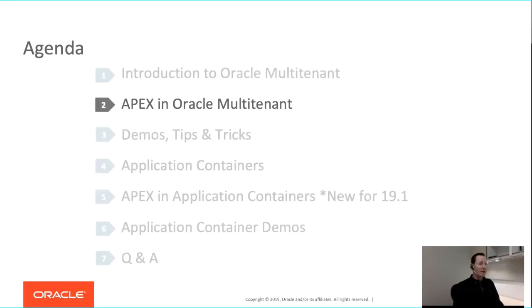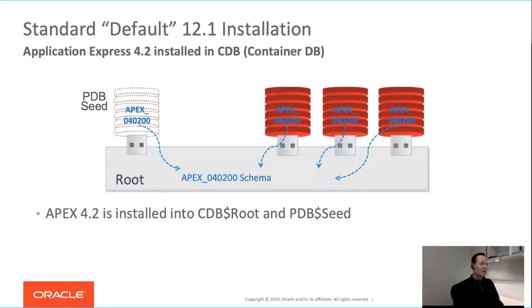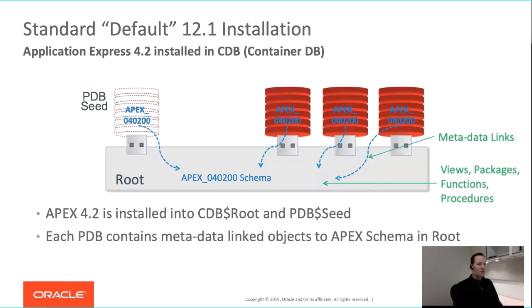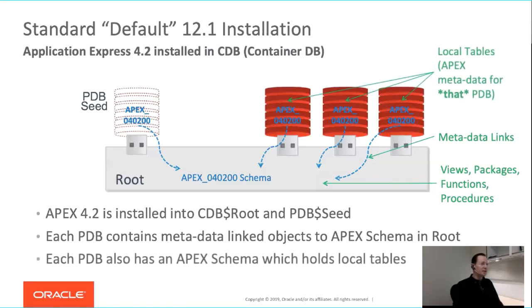So let's talk about Apex in Oracle Multitenant. The standard default installation in 12.1, when the multi-tenant feature was first introduced, was to have Application Express installed common, so the Apex user was a common user. If you think back to that user slide that I had. And then each PDB contained metadata links back to the application root in CDB$root. So your PL/SQL packages and all that were just really pointers back to the root. But each PDB also had its own Apex schema, which had tables that held local data.